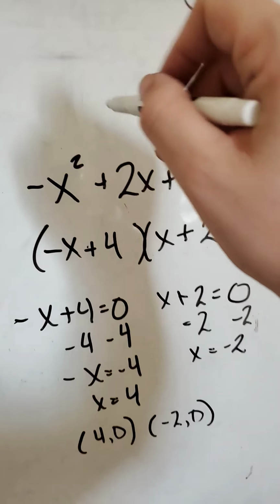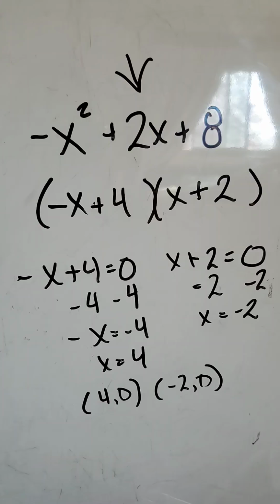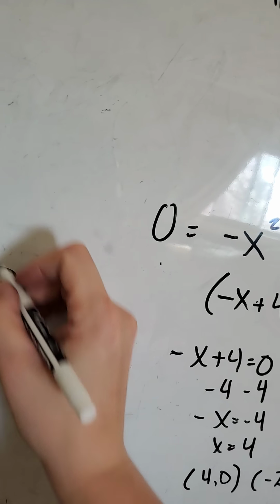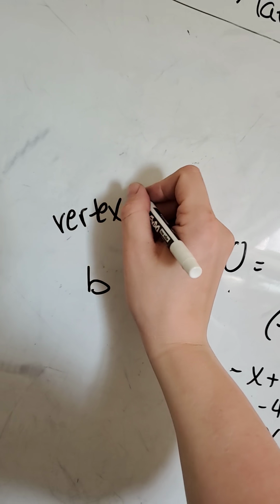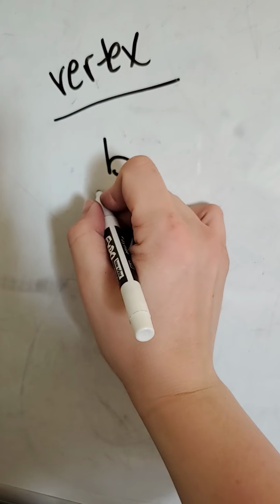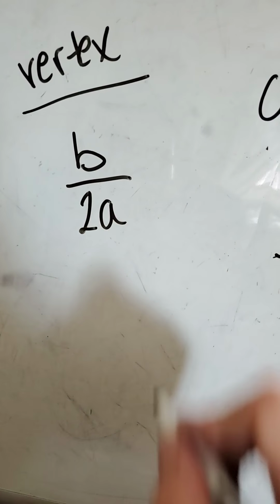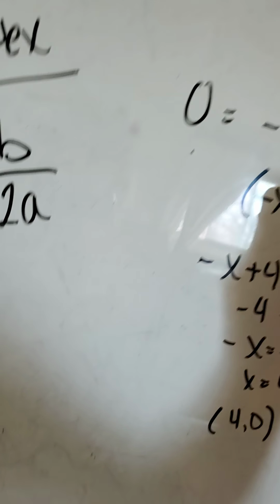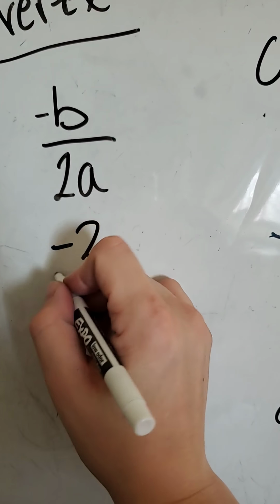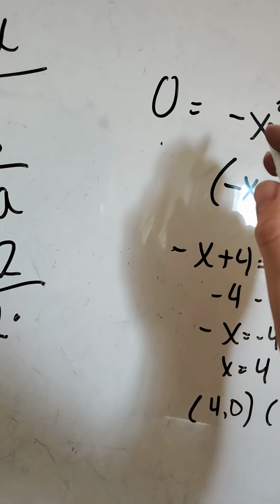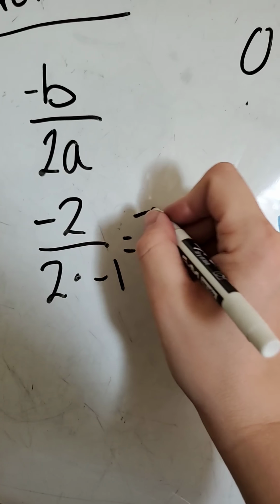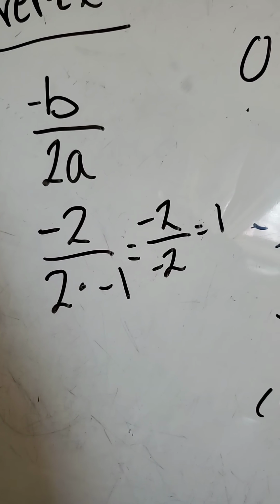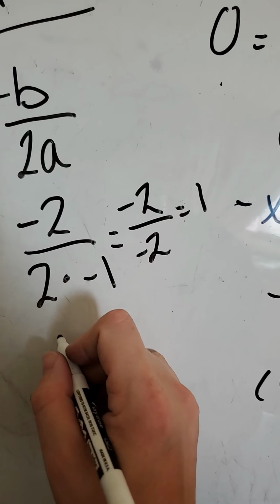Now I need the vertex. The vertex comes from this guy right here, and has a lot to do with the completing the square thing, kind of. We take the B term, take B, divide it by 2 times A, negative B, and we take the opposite sign. So B is 2, so negative 2 over 2 times A, which is negative 1. So negative 2 over negative 2 gives me positive 1. So our vertex is at the point x equals 1.